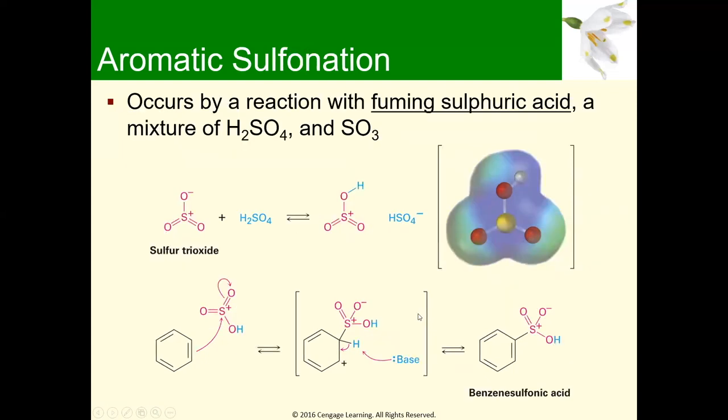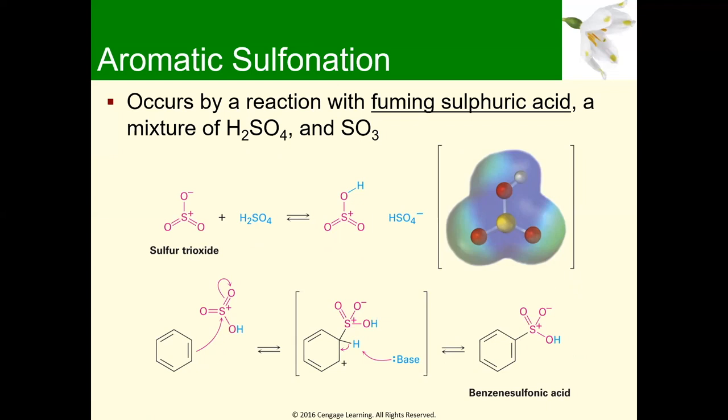Okay, well, what if you wanted to throw a sulfonic acid group on? Well, you can do that too. You do it with something called fuming sulfuric acid. So what is that? Well, that's just a mixture of concentrated sulfuric acid, H2SO4, and sulfur trioxide, SO3.